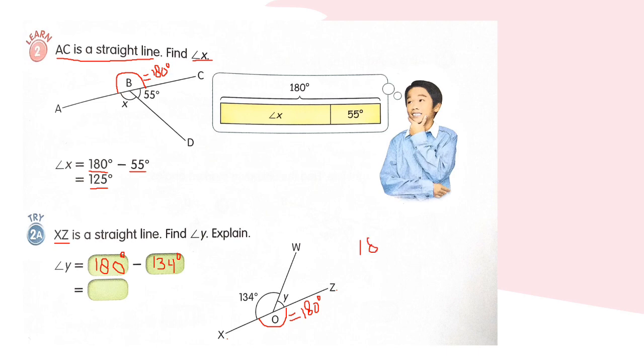180 minus 134. Minus it. Because this is 0, you need to borrow. So this one become 10 and this one become 7. 10 minus 4 is 6. 7 minus 3 is 4. 1 minus 1 is 0. You doesn't need to write it. So the answer is 46 degrees. Okay. Next.